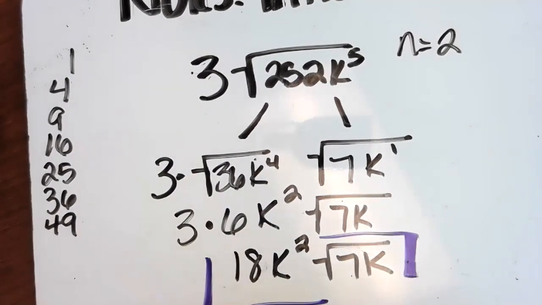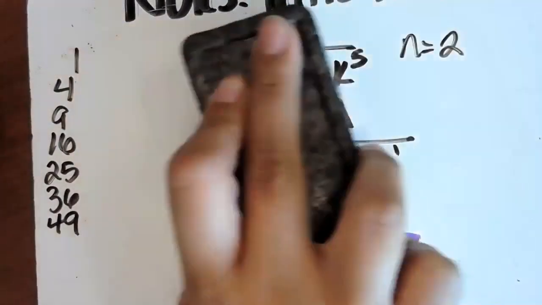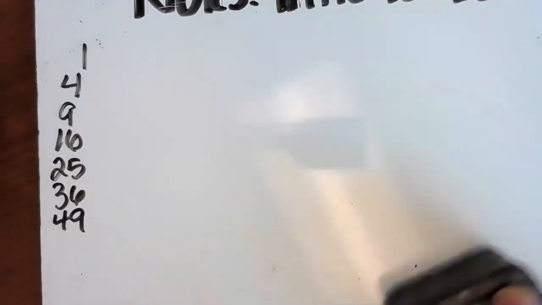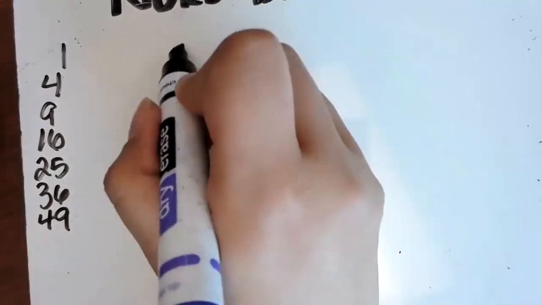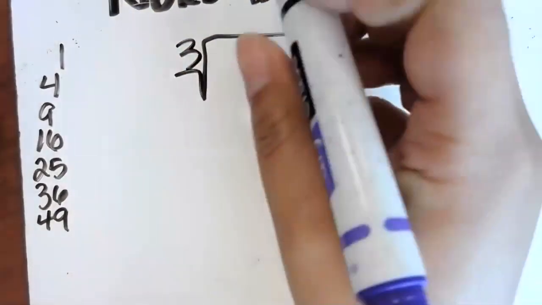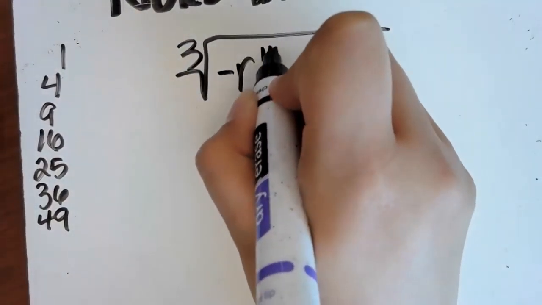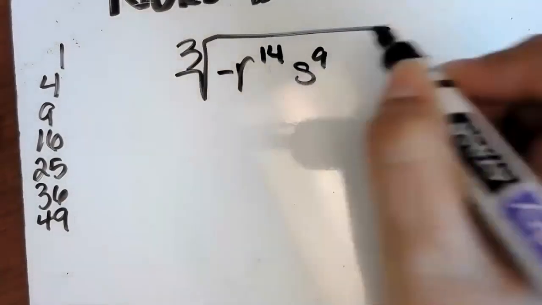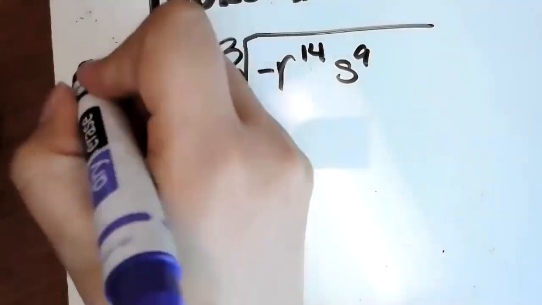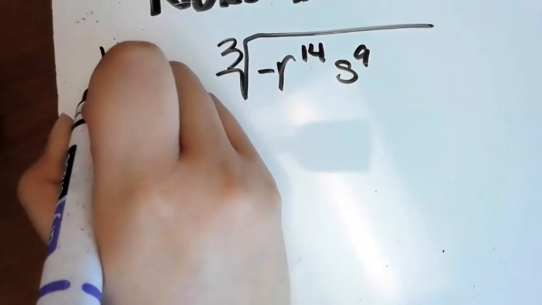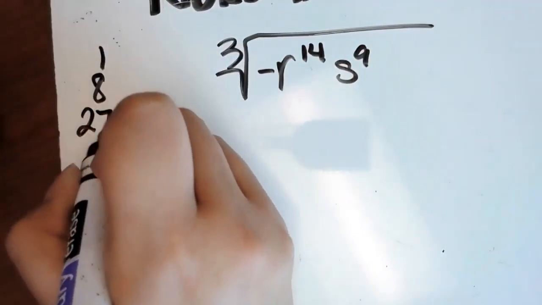And let's just do one more. It's a cube root. We're going to do the cube root of negative r to the 14th s to the 9th. So the perfect cubes can be positive or negative. So 2 cubed, 3 cubed, 4 cubed.